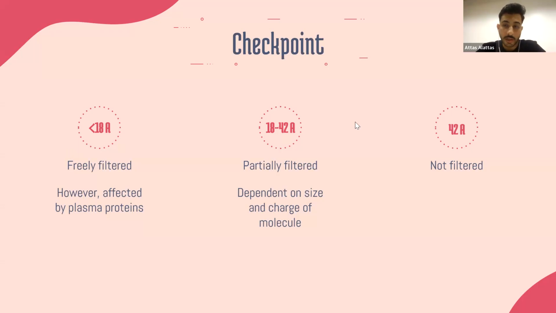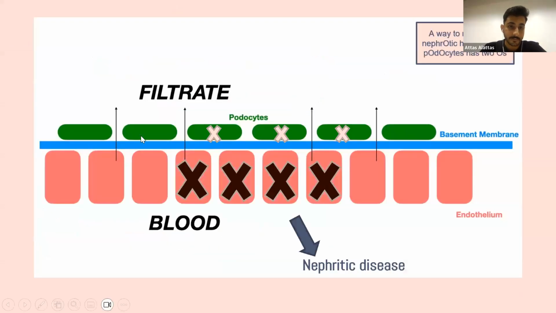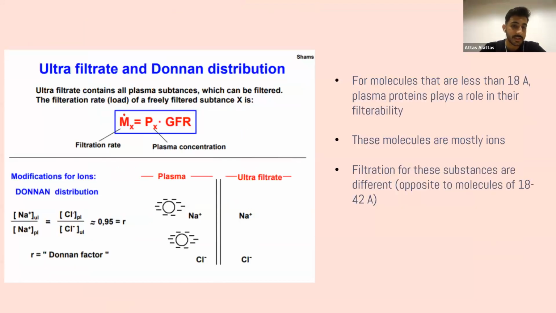So we said the macromolecules come in different sizes, or they have different radii. For molecules that are less than 18 angstrom, they are freely filtered. They're not affected by the negatively charged pore. However, they are affected by the plasma proteins, and this is what's referred to as Donnan distribution. Let me go back to the slide. Donnan distribution. We said that these molecules are ions, and they're affected by the plasma proteins.